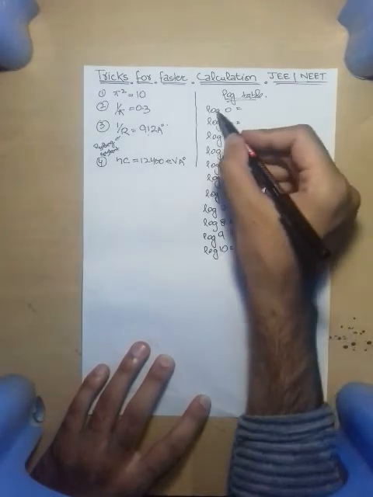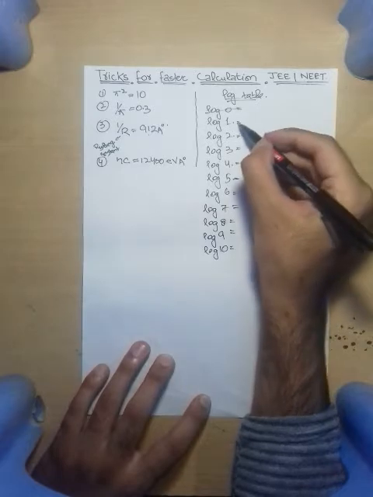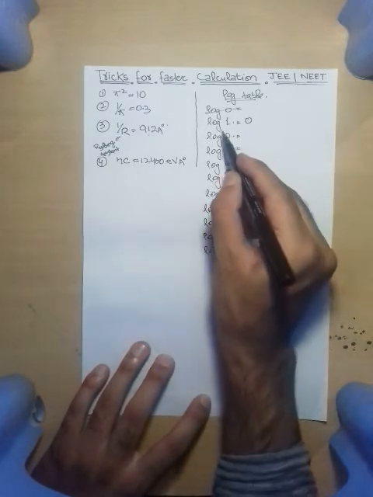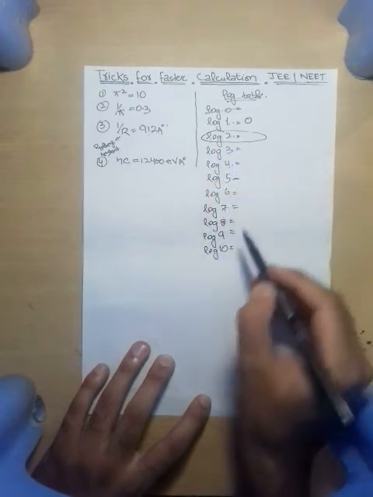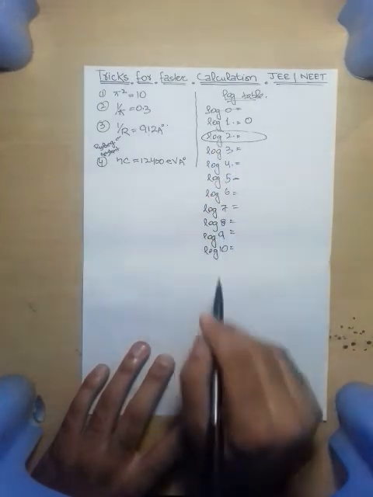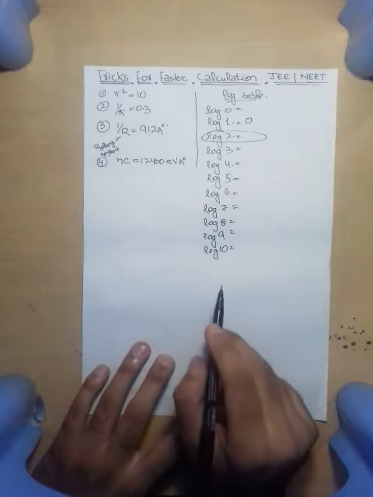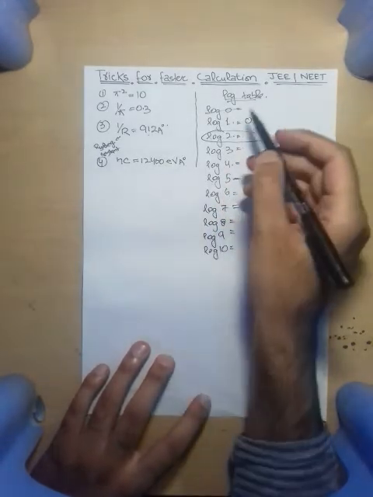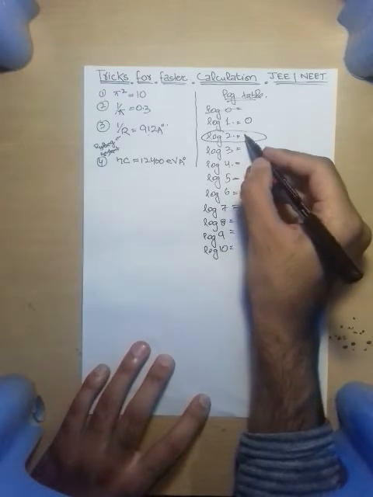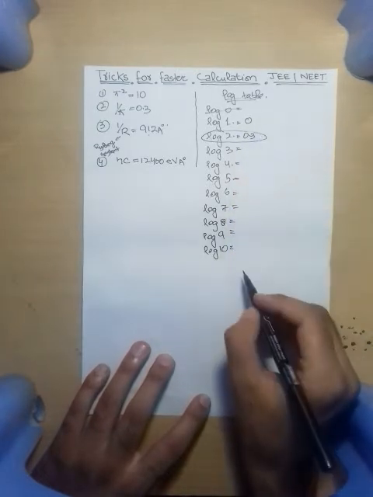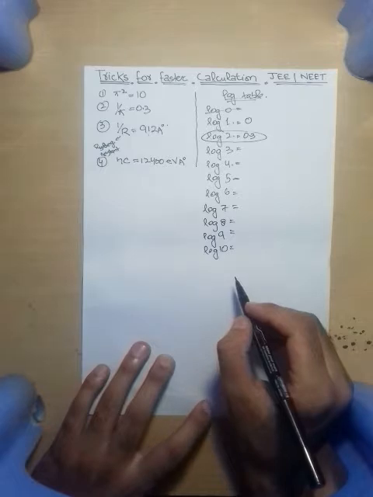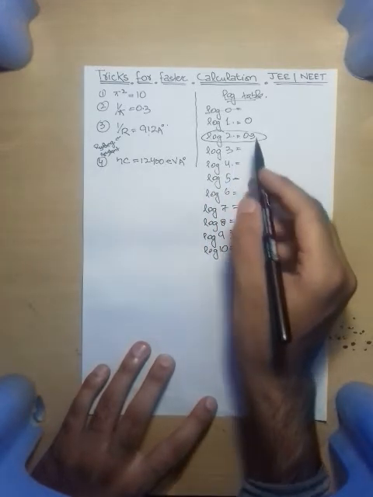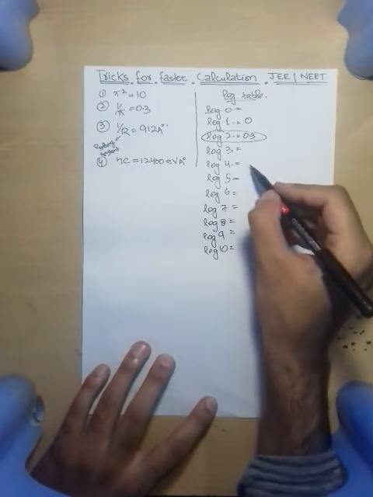Log 1, you know, is equal to 0. Only this log 2 you have to remember in this whole log table, and you will be able to know all of the other ones. Log 2 is equal to 0.3. Now I will write all of them, then we will find a pattern that you will remember. Log 2 is 0.3. Now I will write.